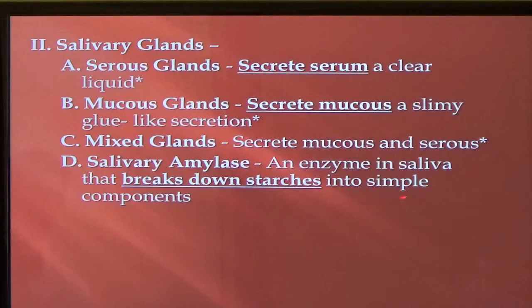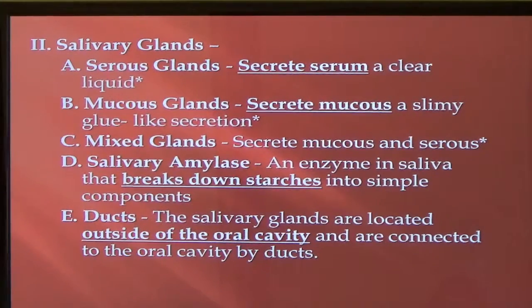Salivary amylase is an enzyme that's in the saliva, and that's what starts to break down some of the food that you eat, so that you can get most or all of its nutrients out. So the digestion really starts when you first put it in your mouth, and the saliva starts to break down that food.